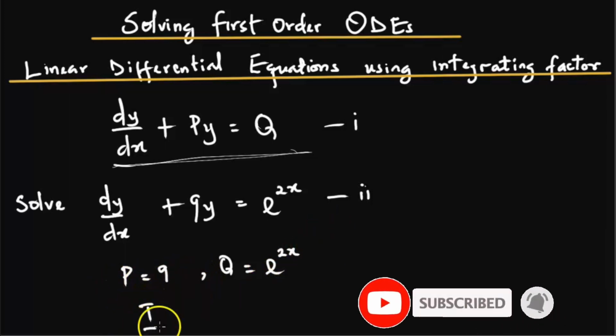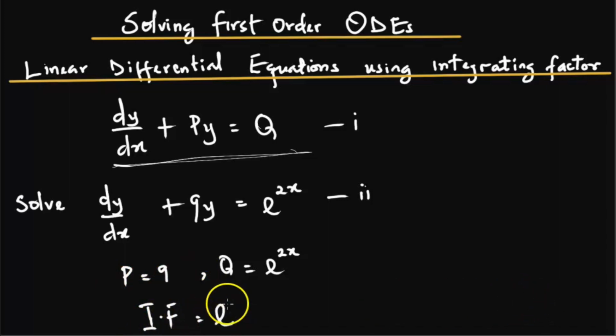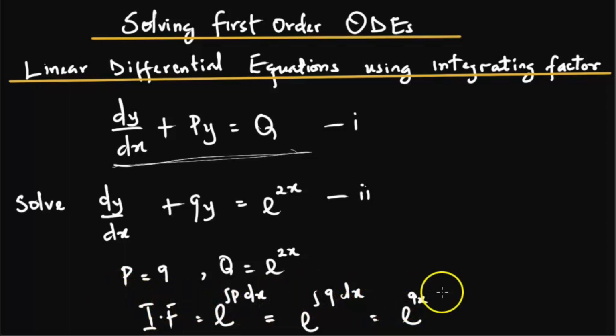Okay, so what is the integrating factor? The integrating factor is a very simple formula: e^(integral of p dx). So once you've gotten your p, you substitute it into this formula to obtain your integrating factor. So my integrating factor becomes e^(integral of 9 dx), and it becomes e to the power, when I integrate 9, I have 9x. Okay, so now I've gotten my integrating factor.